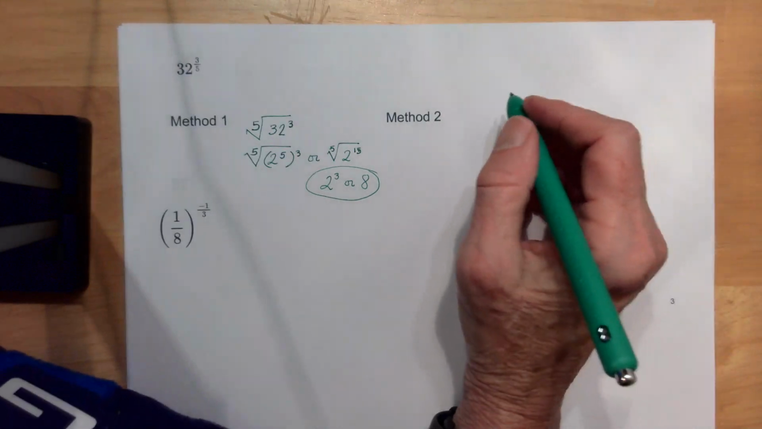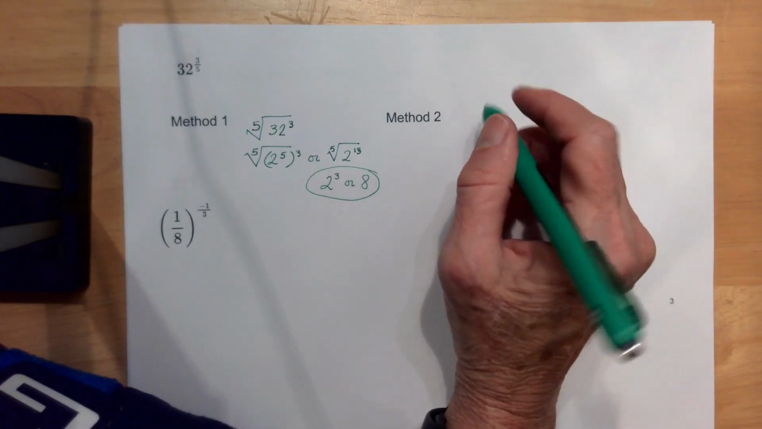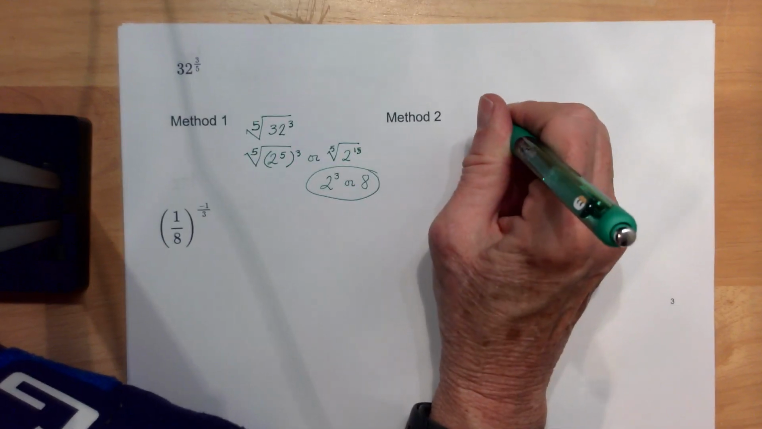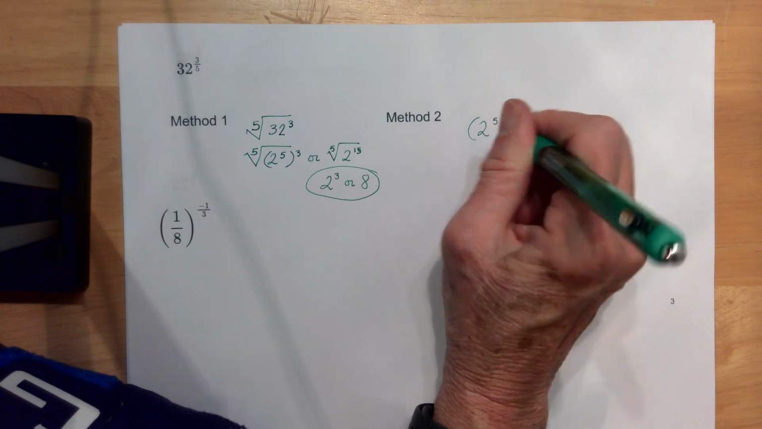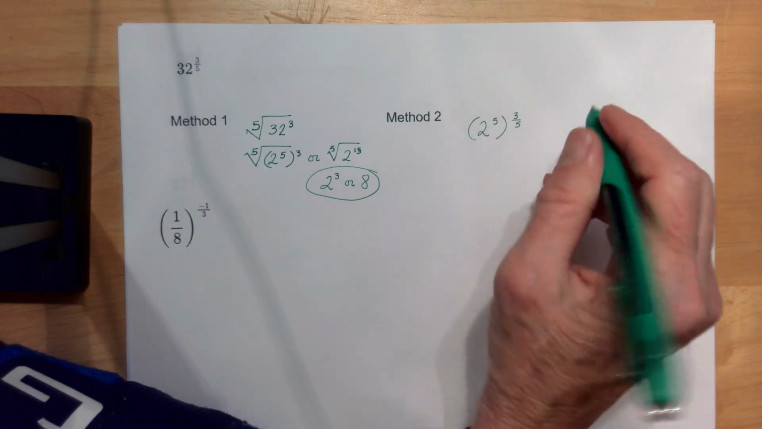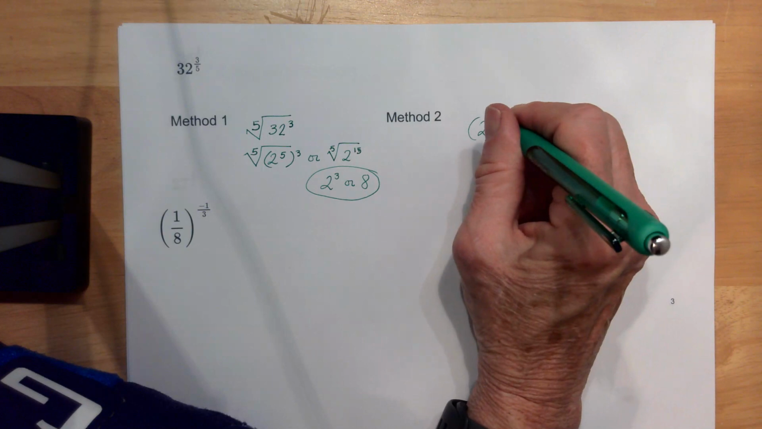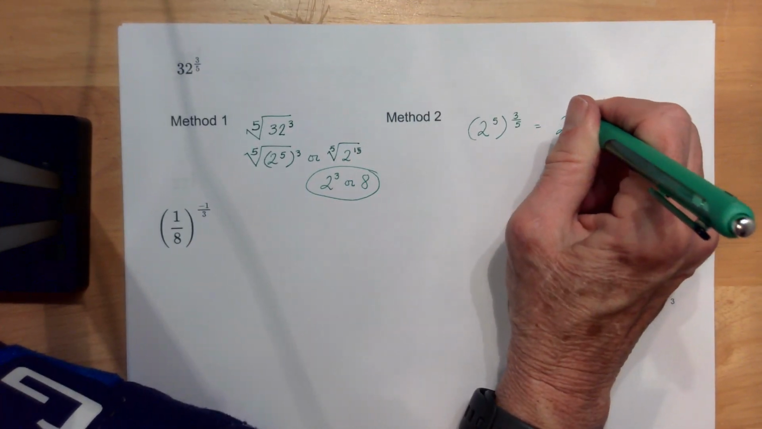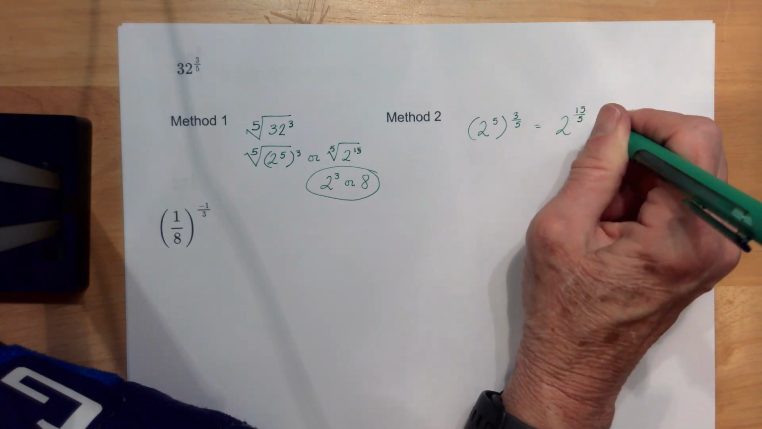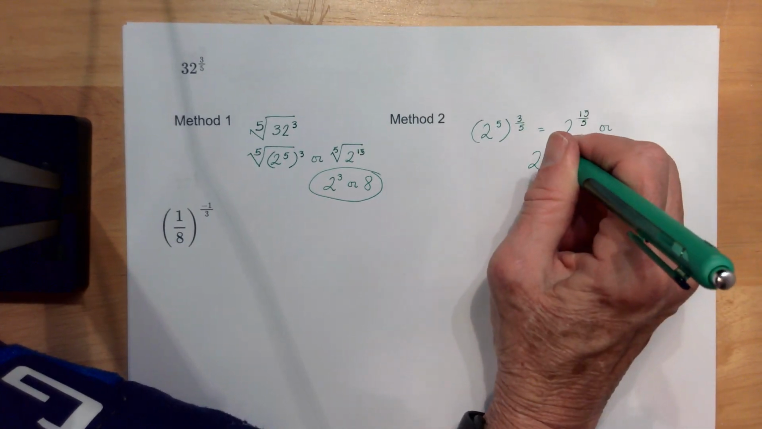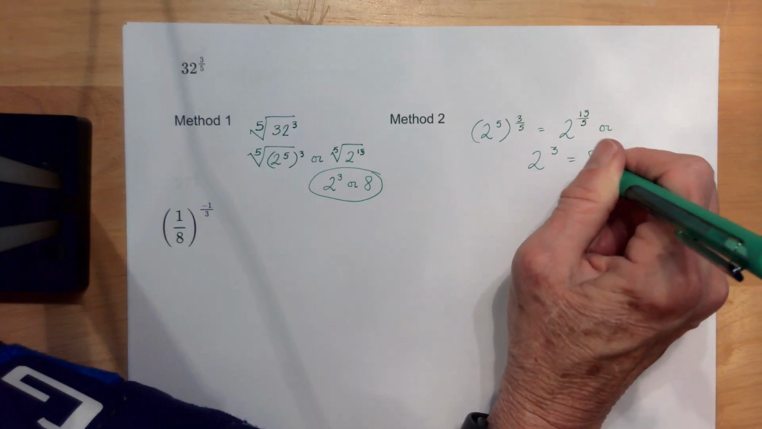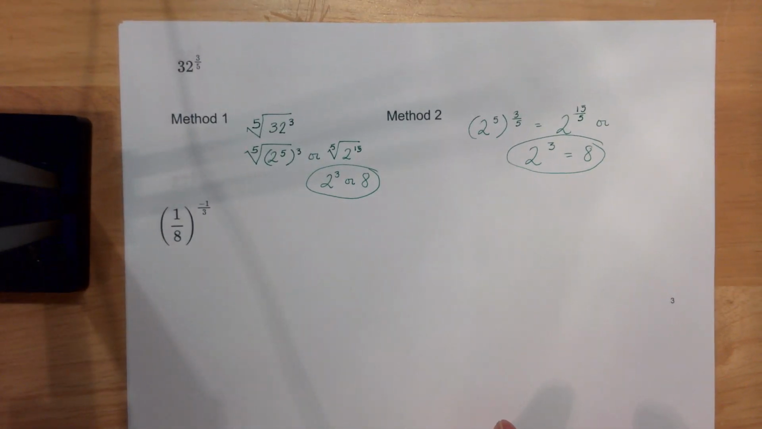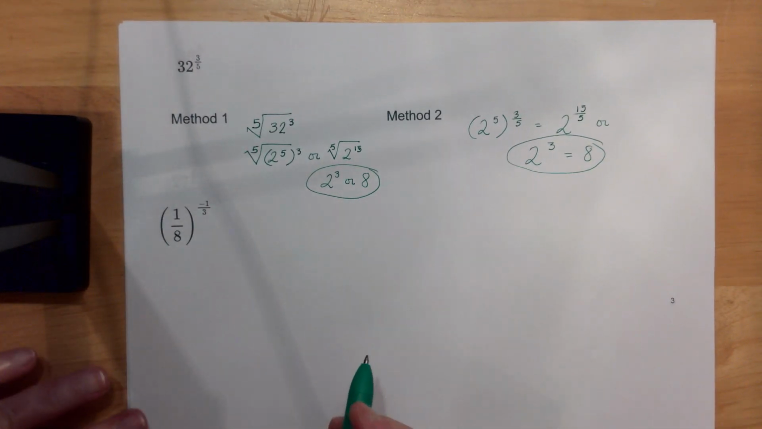Method 2, you're going to keep it as powers and exponents. 32 converts to 2 to the 5th power, raised to the 3 over 5 power. If I multiply those, because it's a power raised to a power, I have 2 to the 15 over 5 power, or 2 to the 3rd power, which is equal to 8. So either method works. It really just depends on which method you find the easiest.